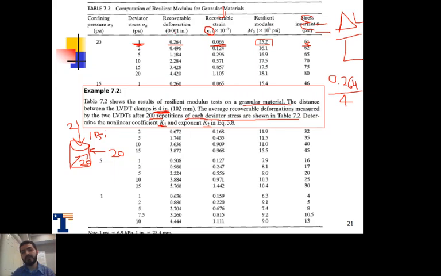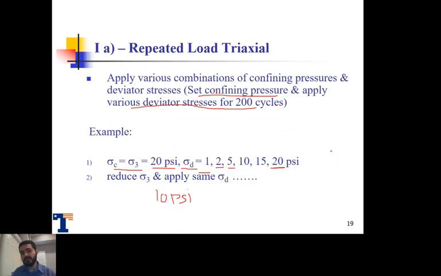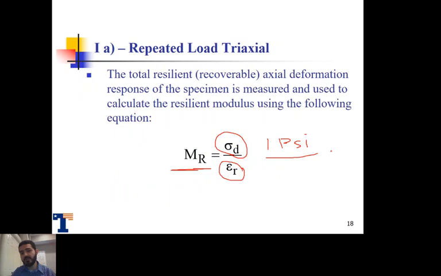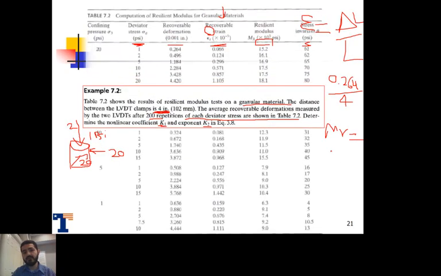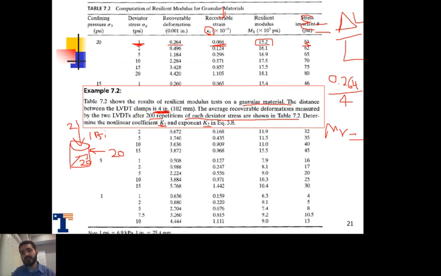This is in 0.001 inch. So in reality, if you really want to do it the right way, MR is 1 psi over epsilon r. Epsilon r, as it says here, is 0.066 times 10 to the power 3, and that's why you're going to end up with 15.2 times 1000 psi. So once you do this, you need to do it across the board.